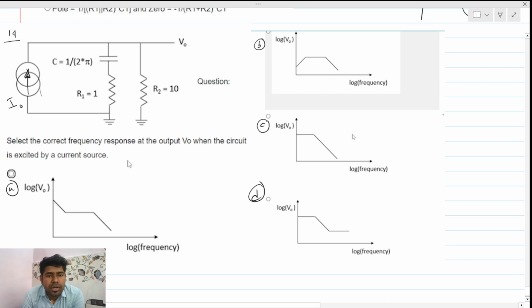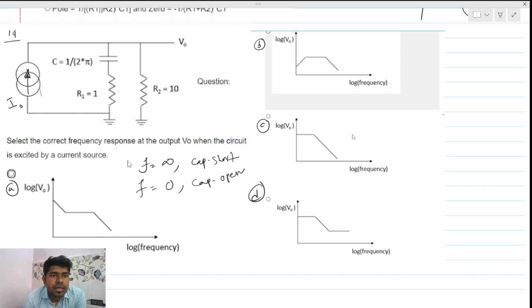So we know that for infinite frequency, the capacitor acts as a short circuit, we know that. And at DC, the capacitor acts as an open circuit.